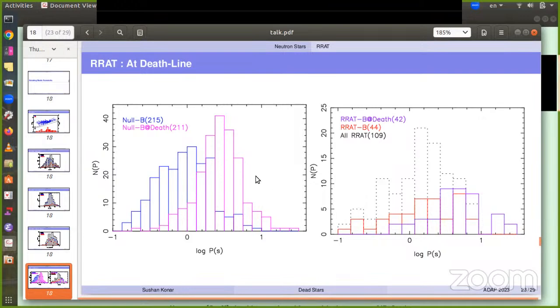Now, for the RRATs, it's a bit difficult to calculate, because to take a RRAT to a death line, I need to know the magnetic field. Okay, and I know the magnetic field of only a few objects. So this red histogram going into the magenta histogram doesn't tell us much. So we really do not know, in a statistical sense, what exactly is happening when they are going to the death line.